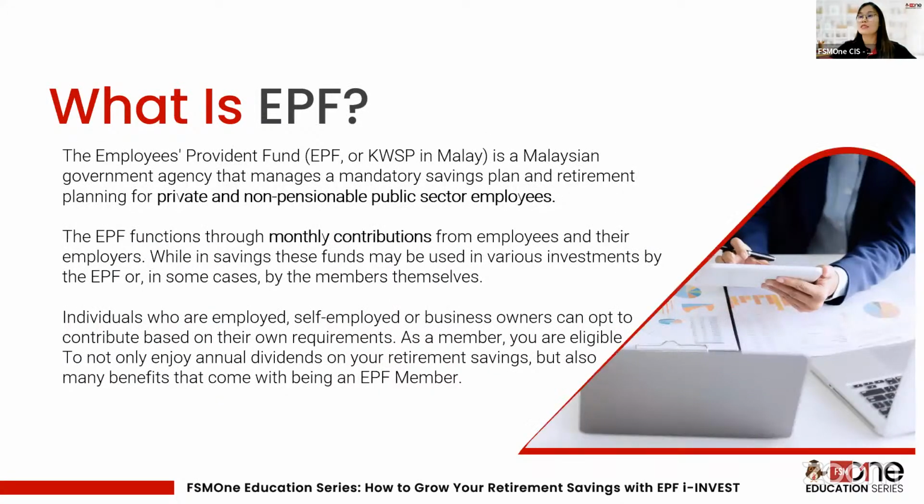First of all, what is EPF? The Employee Provident Fund, EPF or KWSP in Malay, is a Malaysian government agency that manages mandatory saving plans and retirement planning for private and non-pensionable public sector employees. The EPF functions through monthly contributions from employees and the employers. While in saving, these funds may be used in various investments by the EPF or in some cases by the members themselves. Individuals who are employed, self-employed, or business owners can opt to contribute based on their own requirement. As a member, you are eligible not only to enjoy the annual dividend on your retirement saving, but also many benefits that come with being an EPF member.